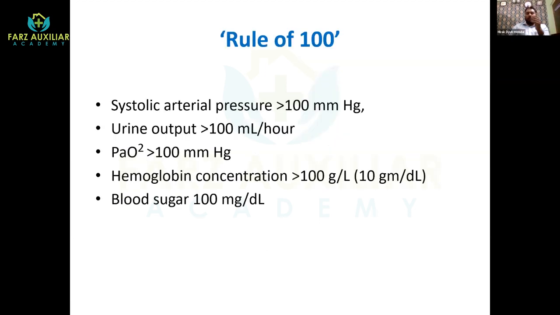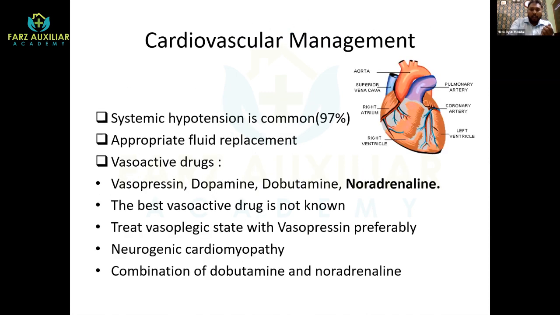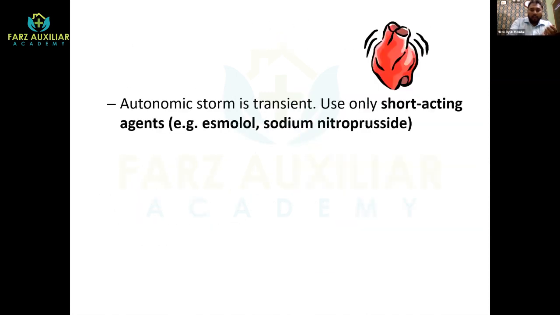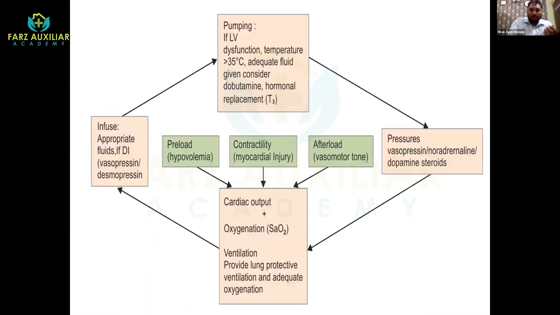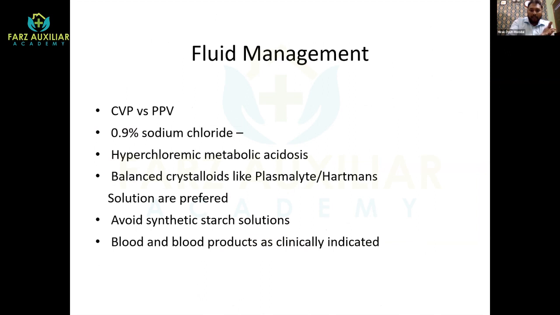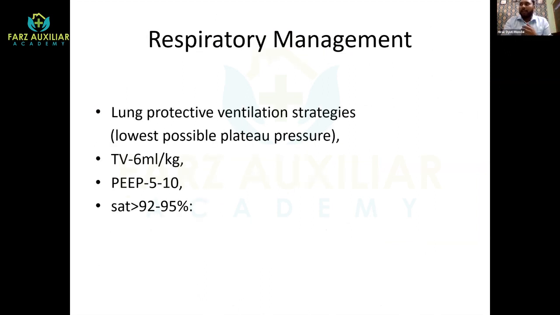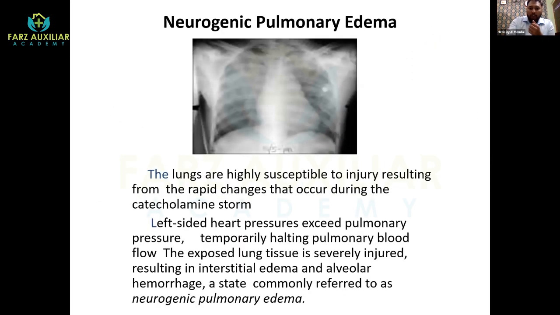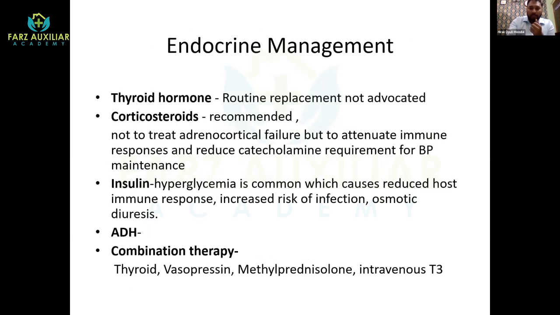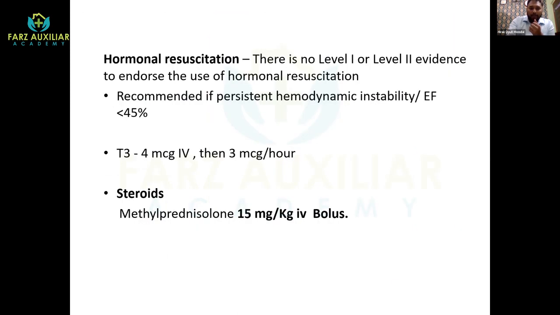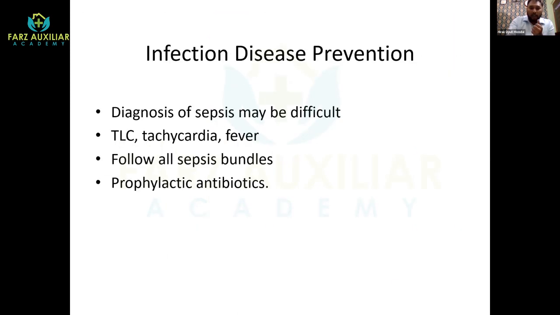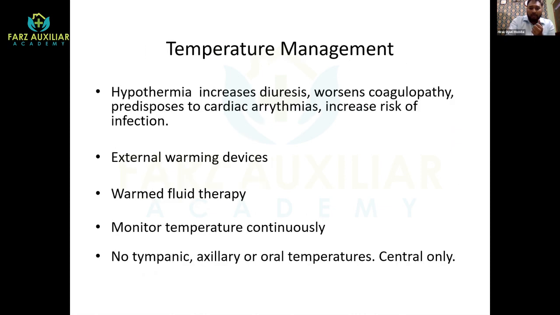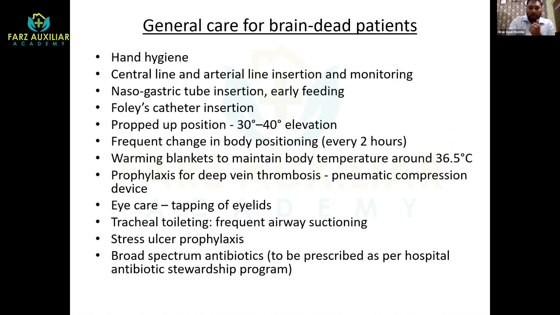After this, the potential area is the rule of 100, and this management I have already described. So don't forget esmolol, don't forget sodium nitroprusside. And regarding fluid management, always answer balanced salt solution, and beware of interstitial fluid overload and neurogenic pulmonary edema. Endocrine management is very important. Current guidelines I have already told you. Dose of steroid is very important. And infectious disease prevention, temperature management, and general management. These are important things.